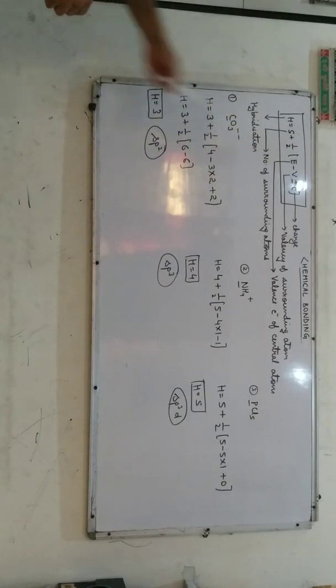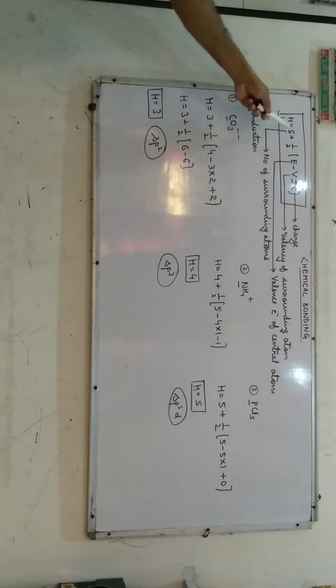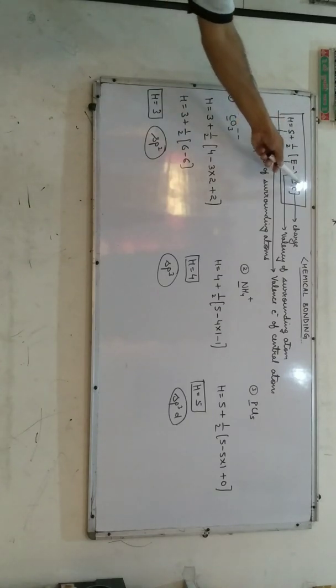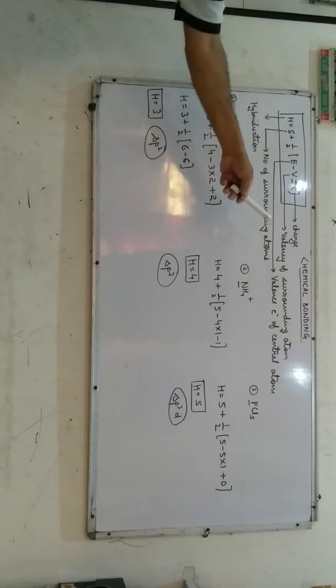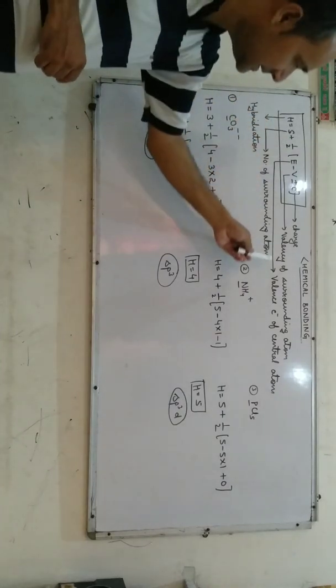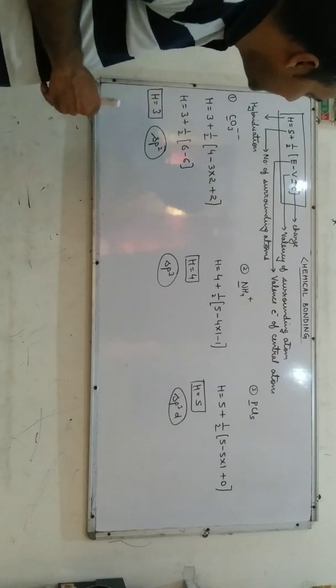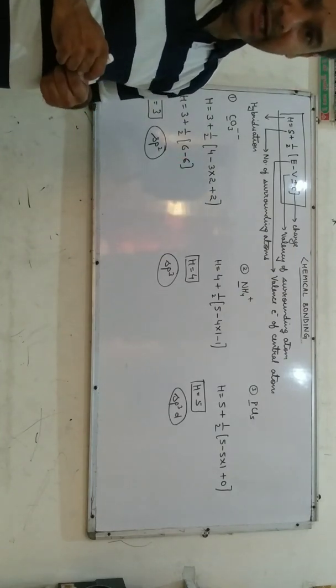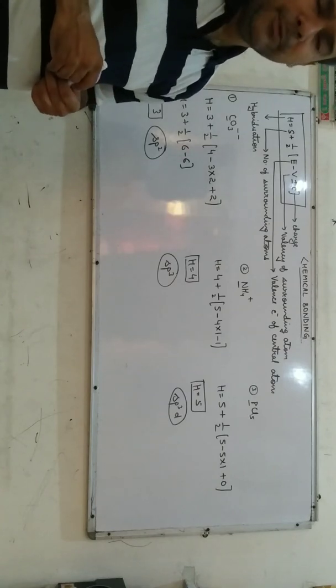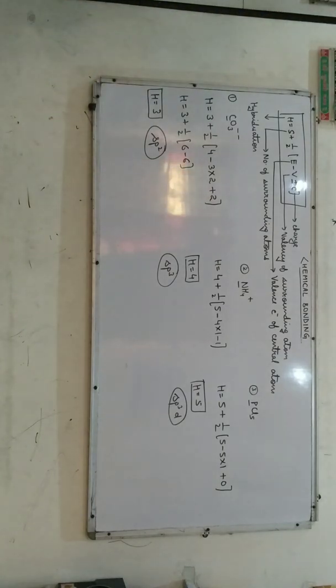I repeat it again. According to the hybridization formula, H is equal to S plus 1 by 2 (E minus V plus or minus C). H indicates hybridization, S is the number of surrounding atoms, E is the valence electrons of the central atom, V is the valency of the surrounding atom, and C is the charge, positive for anion, negative for cation. Now students, let us draw the formation of sp hybridized orbital.